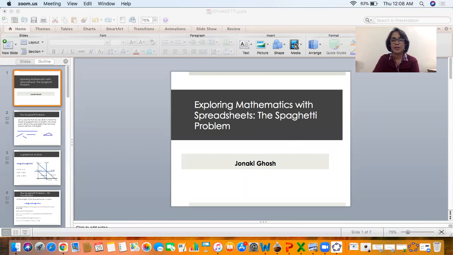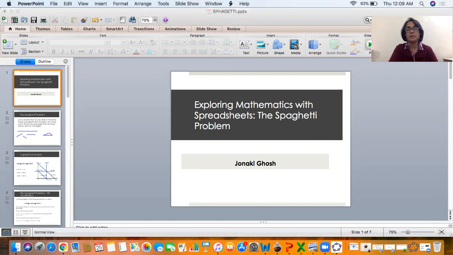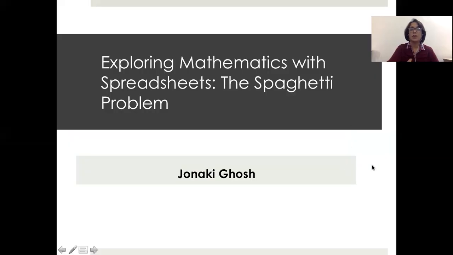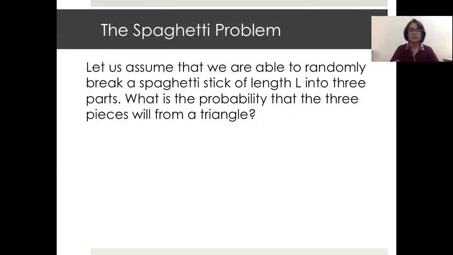As I said, we are going to explore a very interesting problem, and today's problem is a very popular one called the spaghetti problem, and it's one of my favorites. You might be wondering what can be so problematic about spaghetti. Well, it can lead to some very interesting explorations. So what does the problem say? Let us assume that there is a spaghetti stick and we are able to randomly break the stick, say of length L, into three parts. What is the probability that the three parts will form a triangle?